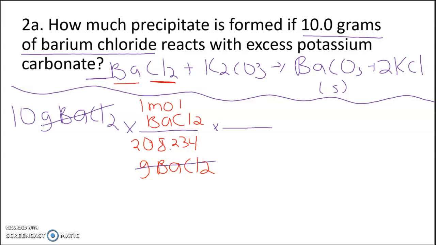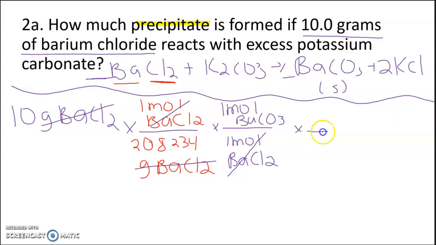Once you have moles, you go to your equation and we use our coefficients. So the coefficient for BaCl2 is 1, and I'm going to write that at the bottom so that moles of BaCl2 cancel. And then on the other side, I'm going to write the coefficient for the substance I'm solving for, which again was my precipitate, barium carbonate. And that is a 1 in front of that. So 1 mole BaCO3.